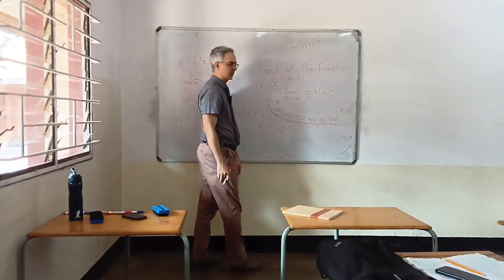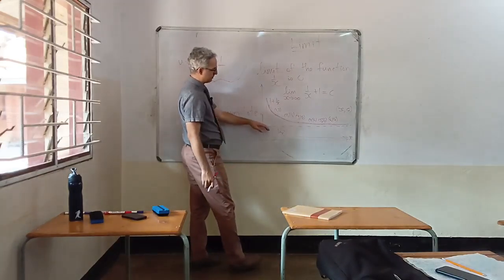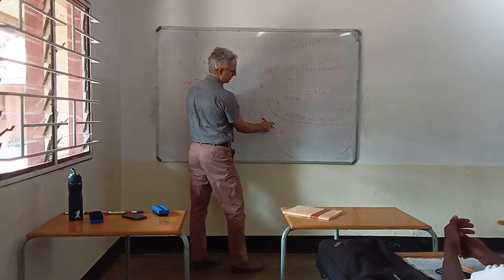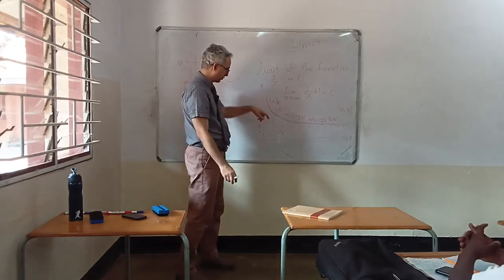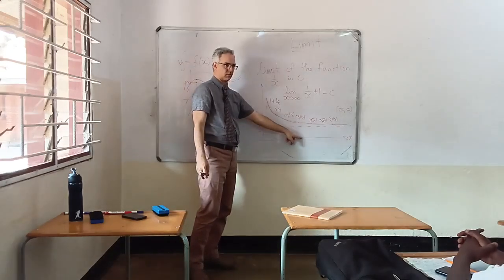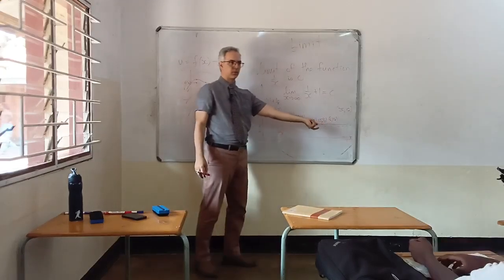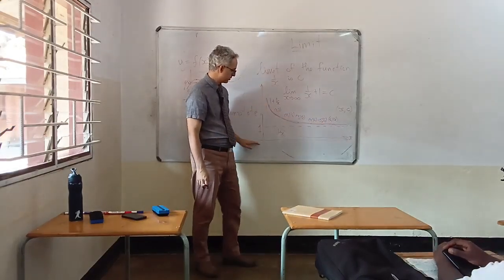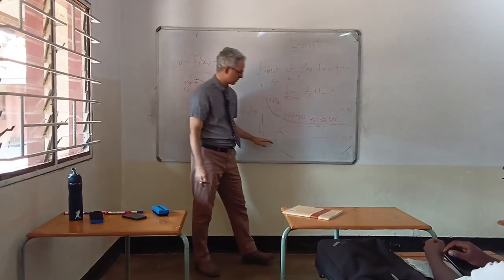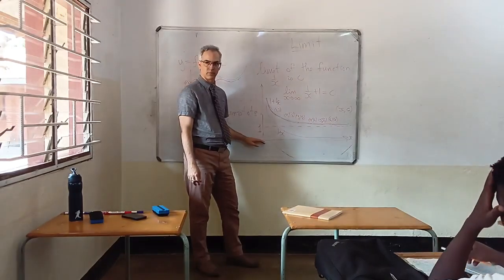Yeah? Now think about what happens. What is the asymptote of this one? When you have 1 over x, the limit is 0. Yeah? As I go to infinity, the value of the function will get closer and closer to 0. So the asymptote is this line, y equals 0.